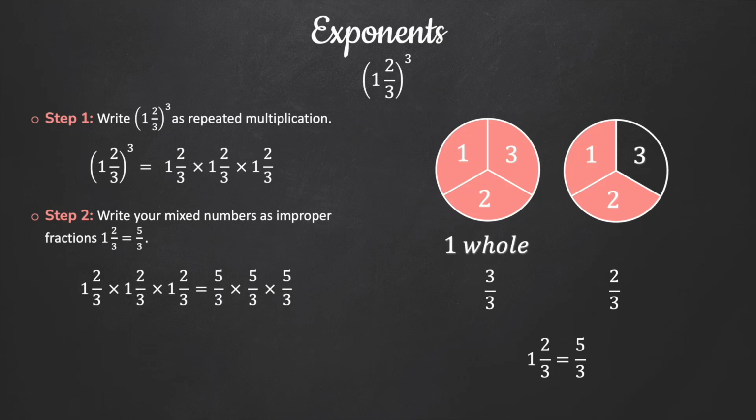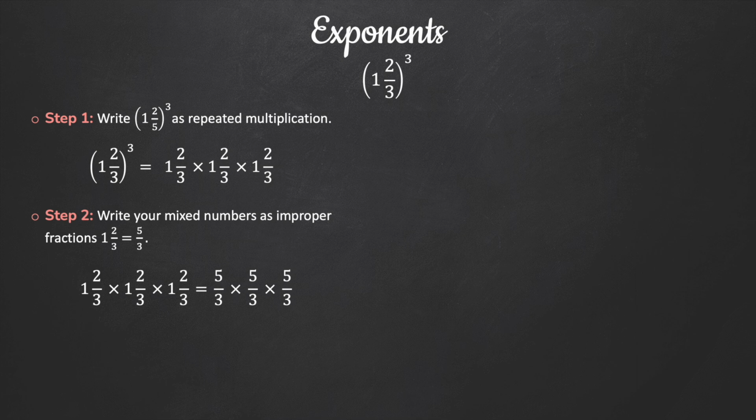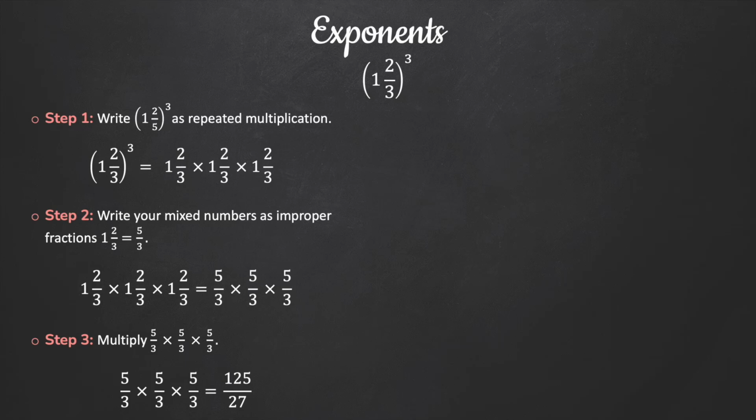That means that 1 2/3 times 1 2/3 times 1 2/3 is equal to 5/3 times 5/3 times 5/3. The next thing we want to do is multiply 5/3 times 5/3 times 5/3. In order to do so, we have to multiply the numerators. So 5 times 5 times 5 is equal to 125. 3 times 3 times 3 is equal to 27.